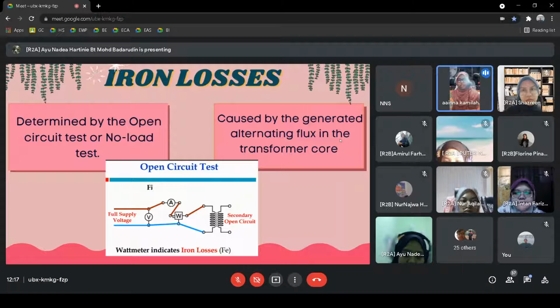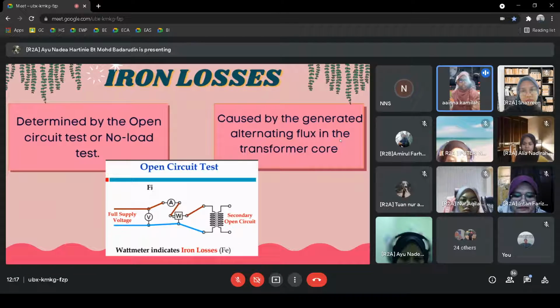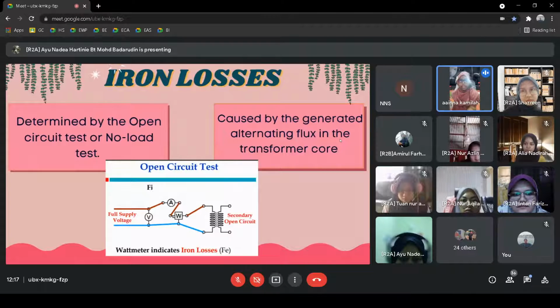The power losses that take place in its iron core, we call iron losses. And how is it determined in a transformer? It is determined by the open circuit test or no load test. These losses occur in the core of a transformer and are generated due to the variation in the flux.